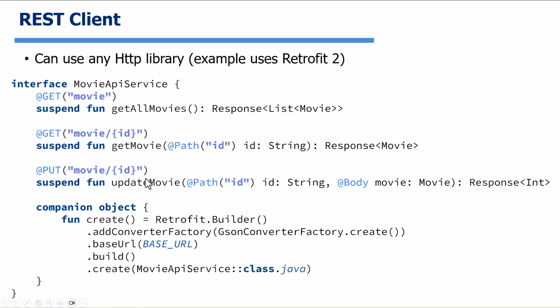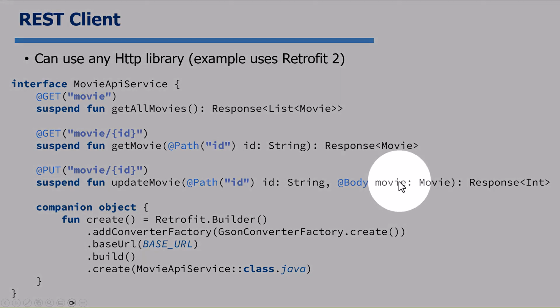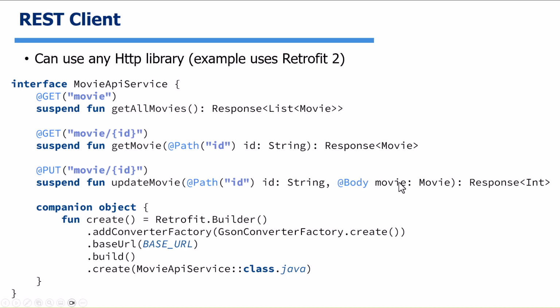This one down here is updating a movie using the put method. So if you call update movie, passing in an ID and then the movie as your body, then it's going to make a put request to the server, and it'll return an integer representing the number of items that were updated on the server. This creation down here is just the way that Retrofit gets the implementation that it creates for this.